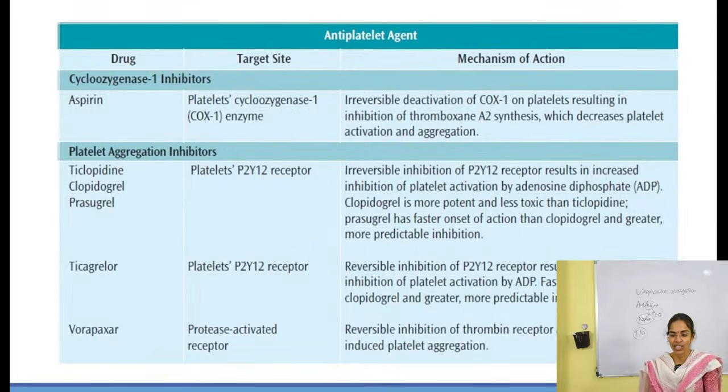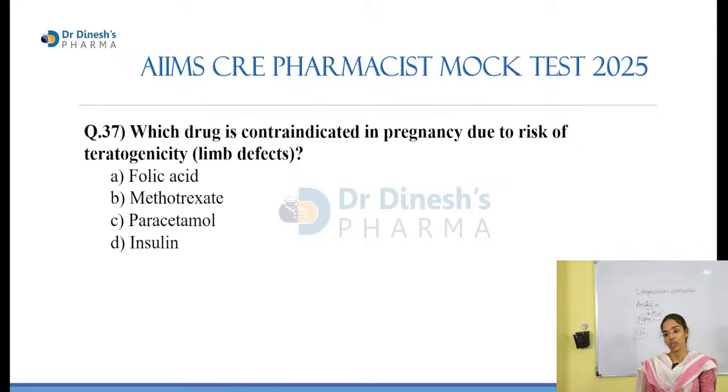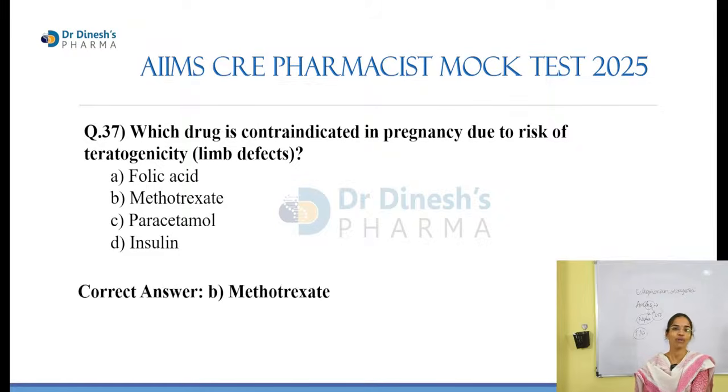Next. Which drug is contraindicated in pregnancy due to the risk of teratogenicity? Very important question again. Which drug is contraindicated in pregnancy due to the risk of teratogenicity, especially limb defects? Folic acid, methotrexate, paracetamol and insulin. What is the right answer? Folic acid. Is it contraindicated in pregnancy? No, it is widely used in pregnancy. The right answer is methotrexate. Option B, methotrexate.